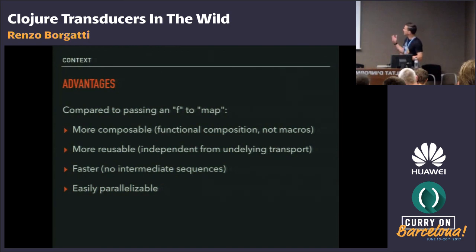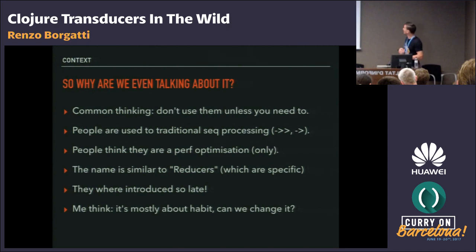Compared to passing a lambda to a map operation on top of a collection that you want to process, they are more composable. They can compose with comp instead. In Clojure you'd force, so to speak, a threading operator, which is a macro, to compose them. For this reason, they are also more reusable. You can adapt them to different transports, so you can use them on the collections that the standard library gives you, but you can also use them on other things. It's also faster because it removes the intermediate sequences, and it's also easily parallelizable. And we're going to see all of this today.